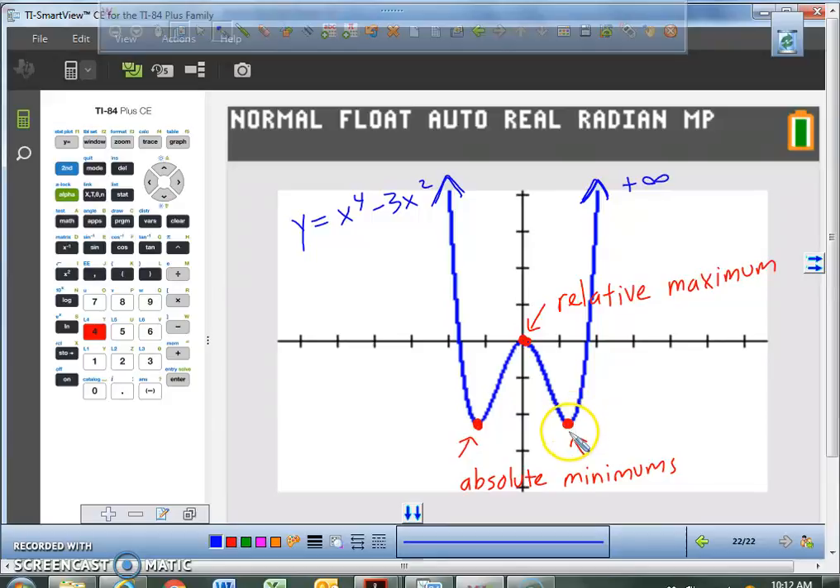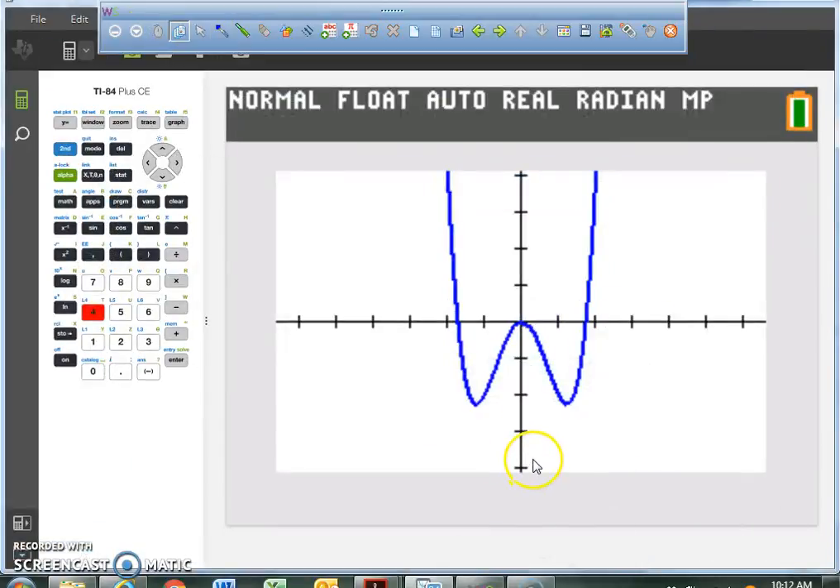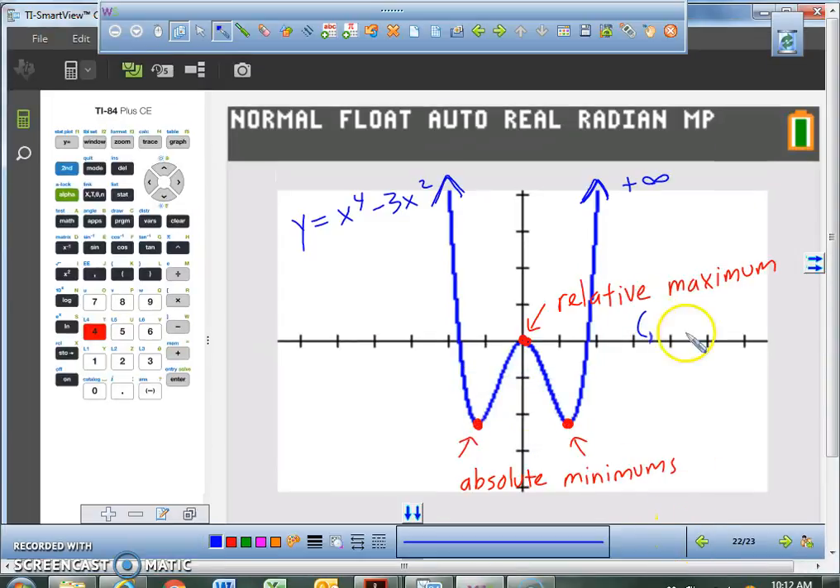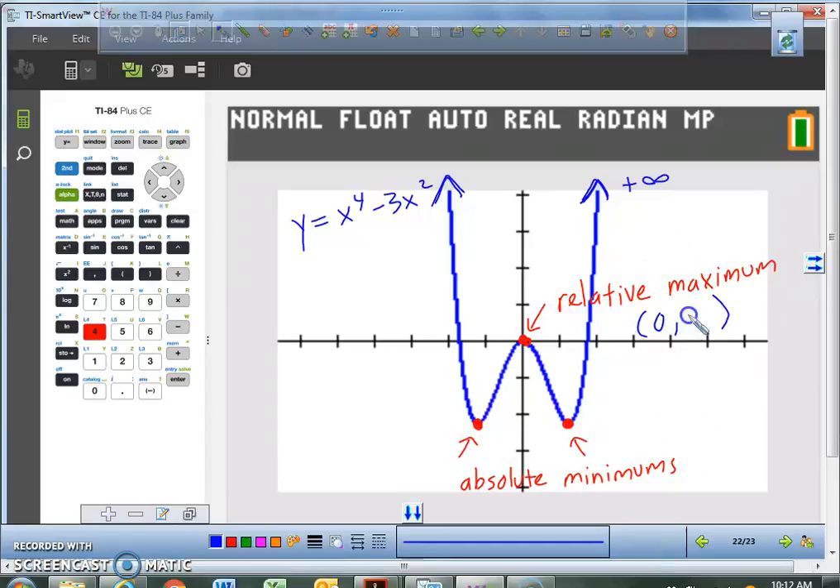Now, how do you find those? Here's how we're going to do it. We're going to show you how to find them. Right now, which one do you think is the easiest one to locate? The relative maximum. What's the ordered pair for the relative? (0, 0). So we know that's the ordered pair that goes with that. But how do we find the exact absolute minimum?